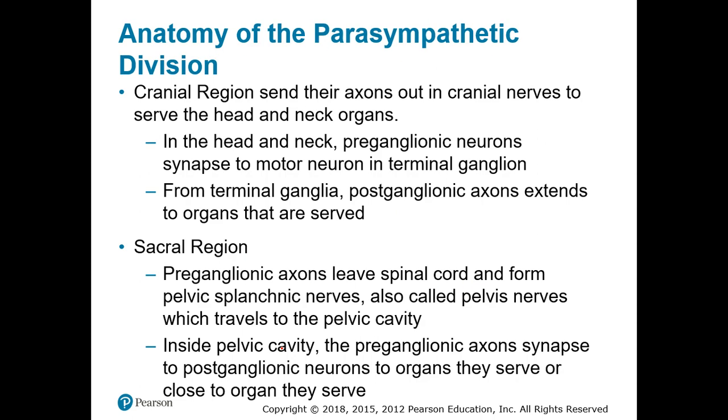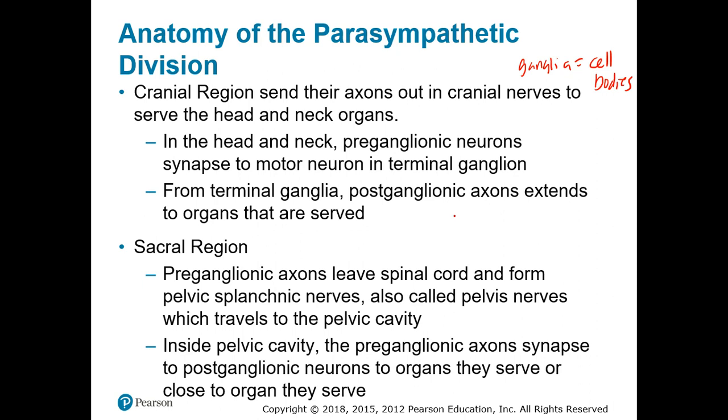So let's talk about those two regions since that's what it's named after. Your cranial region is going to send out their axons out of the cranial nerves to serve your head and neck region. Hence, cranial, it's going to serve your head, and your neck is right next to it. In the head and neck, preganglionic neurons basically synapse to a motor neuron to something known as the terminal ganglia. Ganglion is just a cluster of cell bodies.